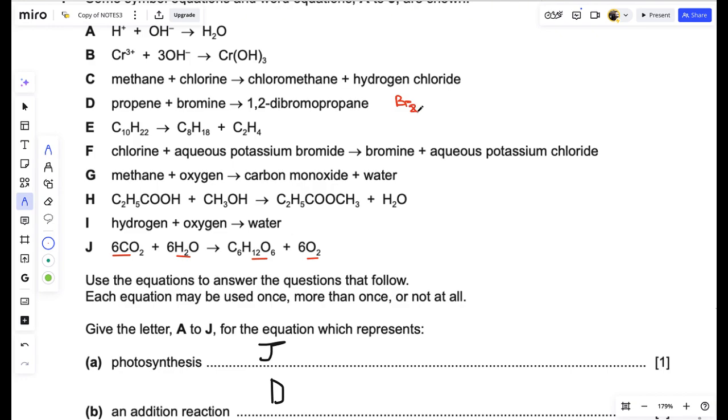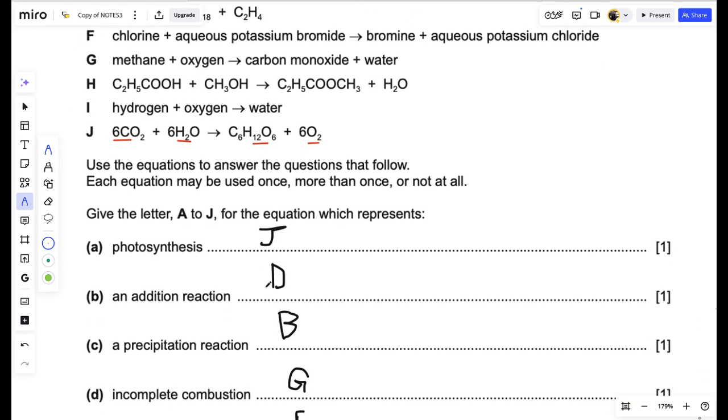So we have 2 bromine atoms. Propene is short of 2 hydrogens to make it propane. So bromine will replace it, become 1,2-dibromopropane. You see, the name now becomes propane, not propene. So this is an addition reaction. This is called addition reaction, D. So D will be for the second case, addition reaction.